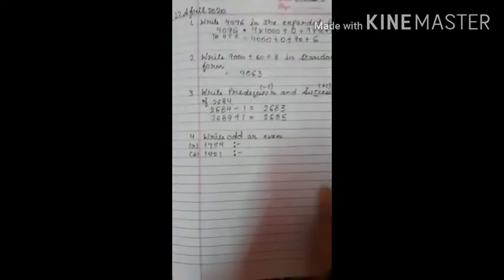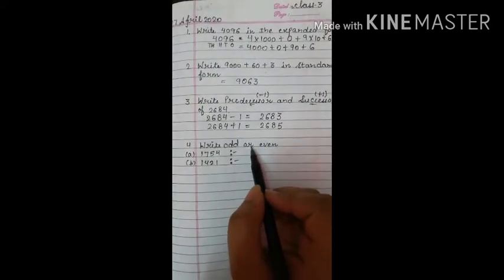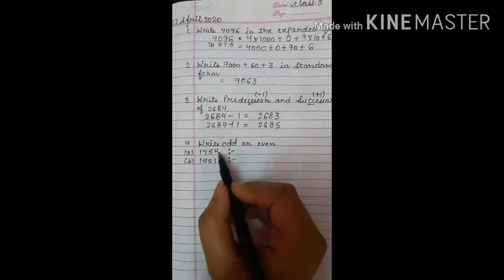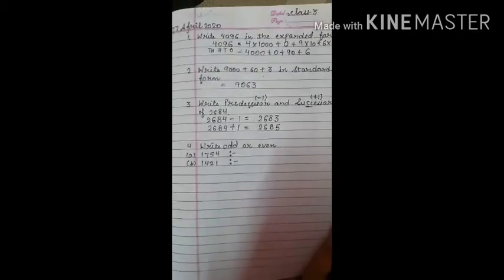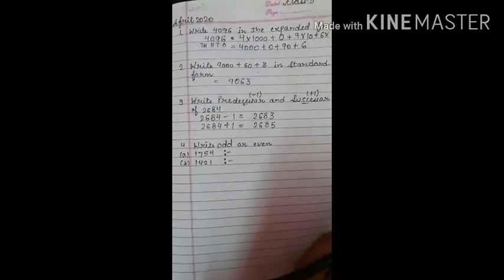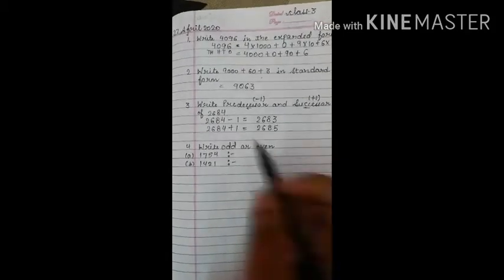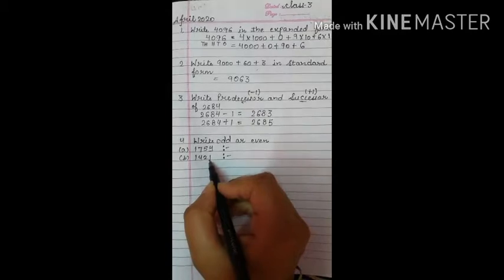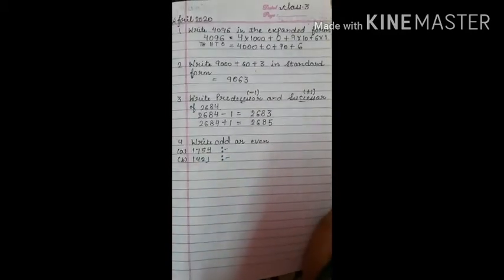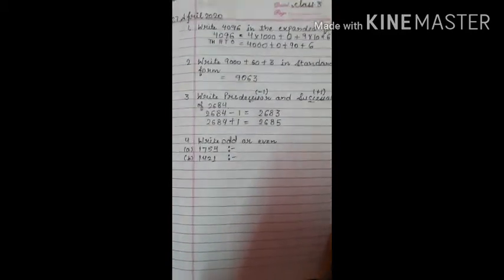Move towards the next question, that is question number 4. In this question, you have to write odd or even, meaning you have to tell whether the number written here is odd or even. Now to check whether the number is odd or even, you need not check the whole number, because we will just go with the digit at the ones place, and by the digit at the ones place we will check whether the number is odd or even.